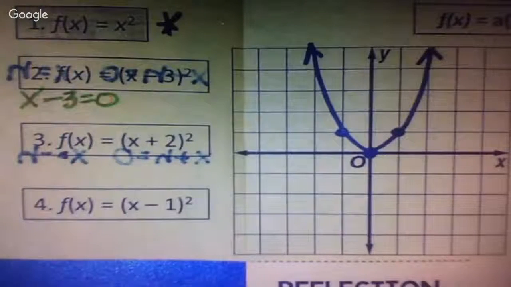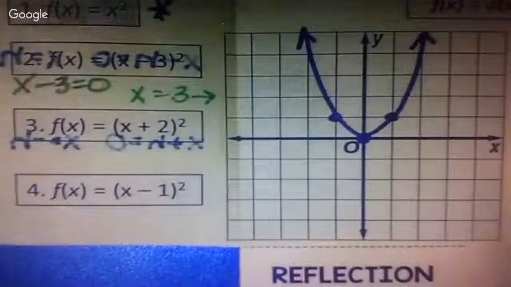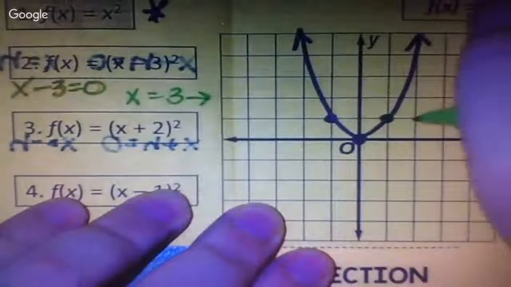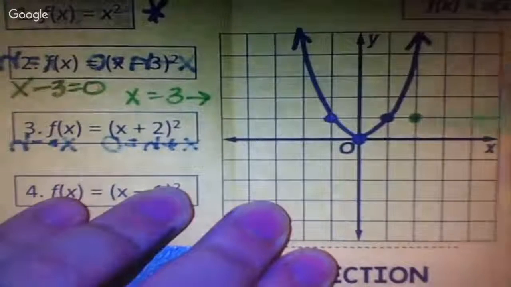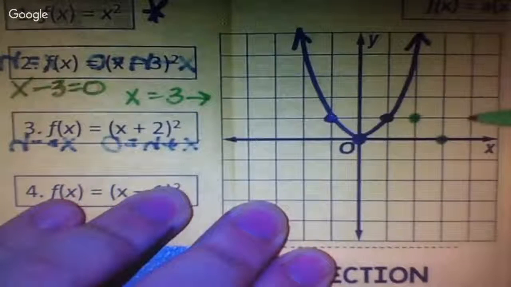Okay, so x minus 3 equals 0 means it's going to be positive 3. So that means we move to the right. Okay, so each one of these points moves to the right by 3. So 1, 2, 3.